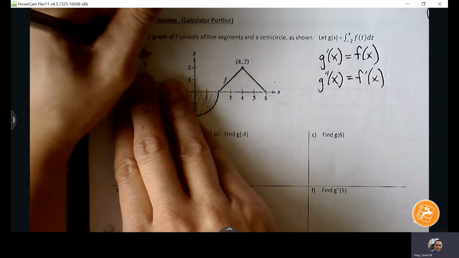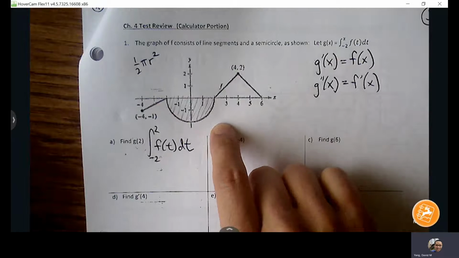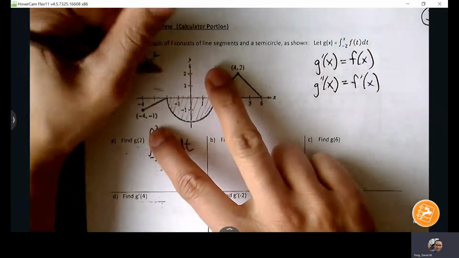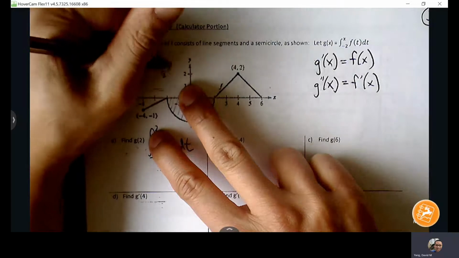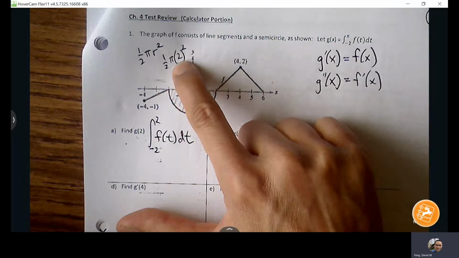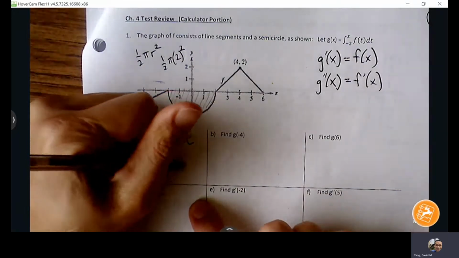So 1/2 pi r squared is the area for a semicircle. What's the radius of the semicircle? 2. So put 2 in for r. 1/2 pi 2 squared. We get 4 over 2, which is 2 pi. Make it negative though, so we know this must be equal to -2 pi.